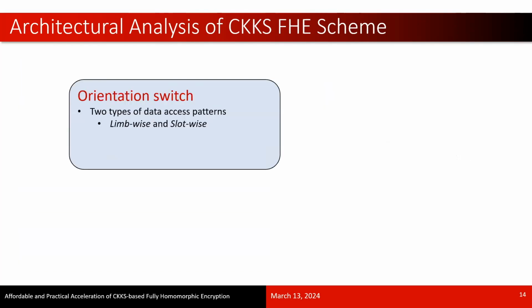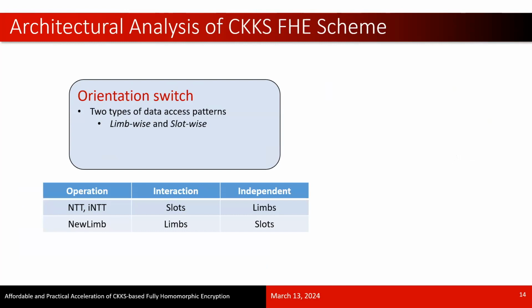So in the CKKS scheme, there are two types of data access patterns, limb-wise and slot-wise. There are operations like NTT and inverse NTT that need the entire limb of data at once, as the slots within the limb need to interact, while there are operations like NewLimb that need to work with the same slots across different limbs at the same time.